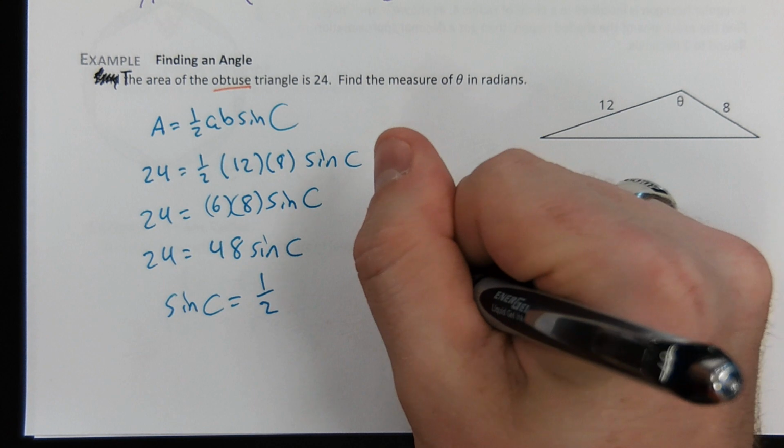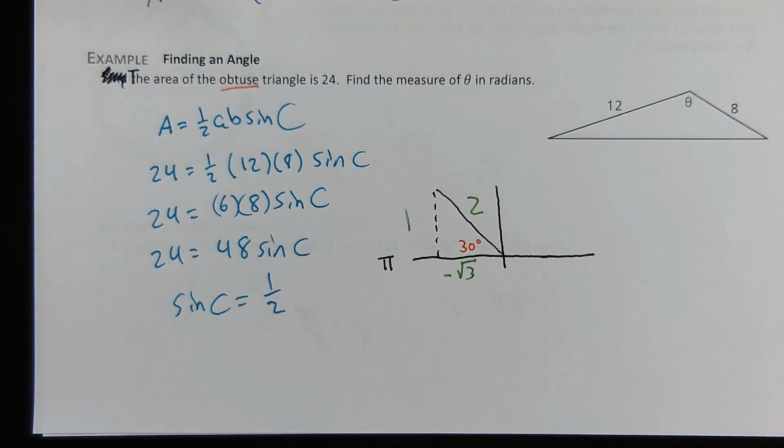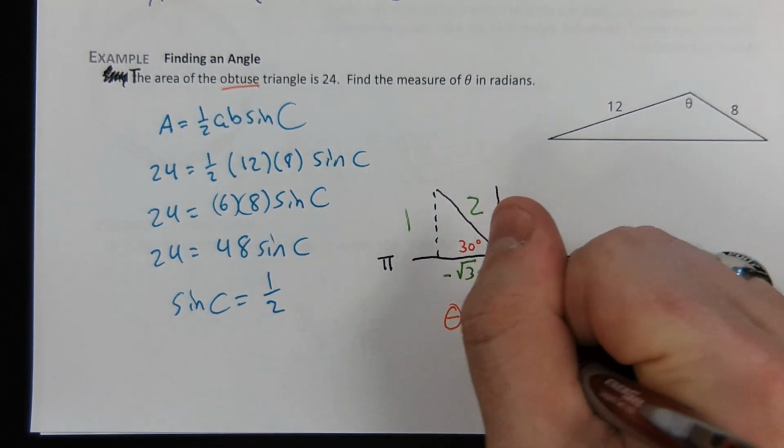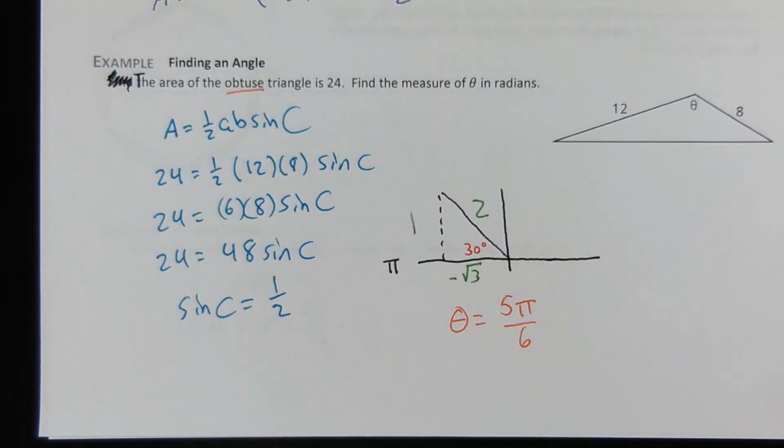So I am a pi over 6 before pi, making my angle what? You can say it louder. 5 pi over 6. Because I am a pi over 6 before pi, I am at 5 pi over 6.